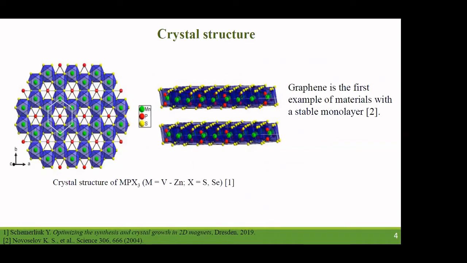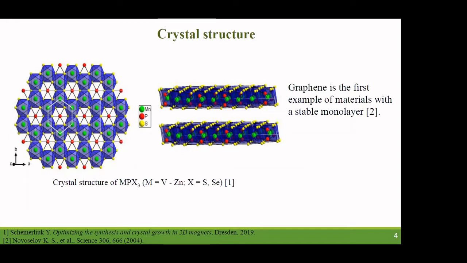So about the crystal structure. This material became interesting since graphene was discovered. It is known that graphene has a stable monolayer, and here is presented the crystal structure of MPX3 materials. It looks like a honeycomb, and in each corner of the lattice you can see the magnetic ions. The layers are connected to each other by weak van der Waals forces.